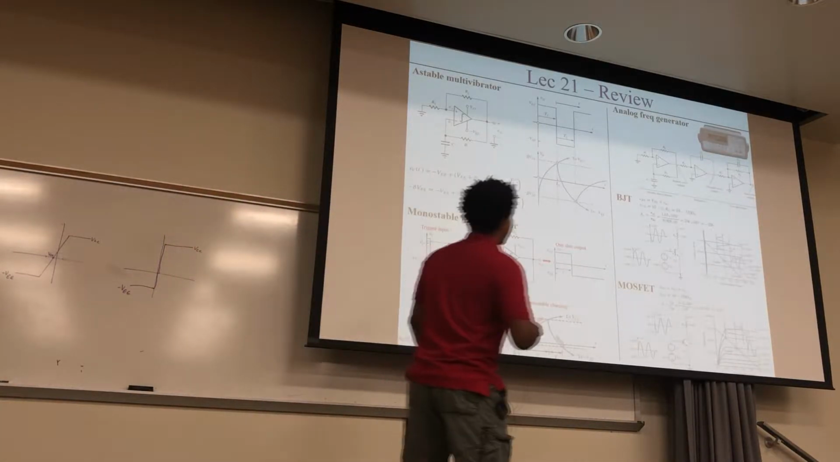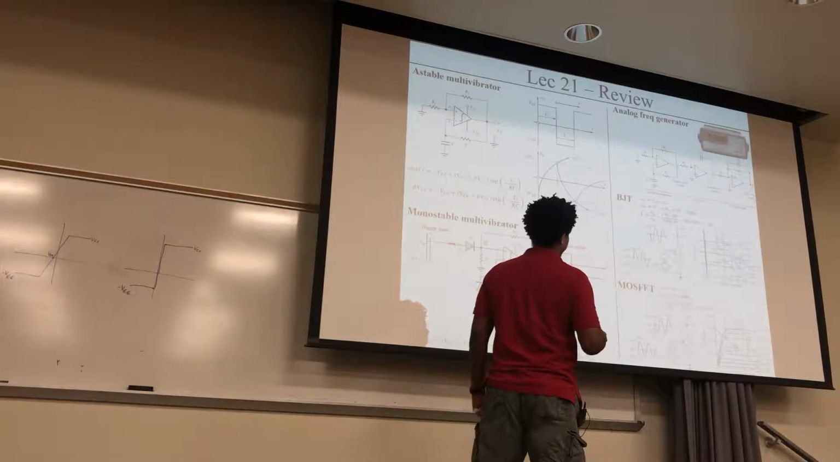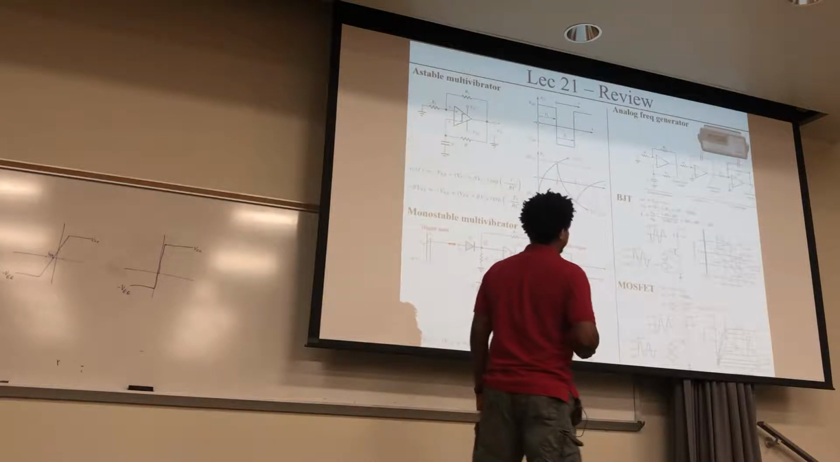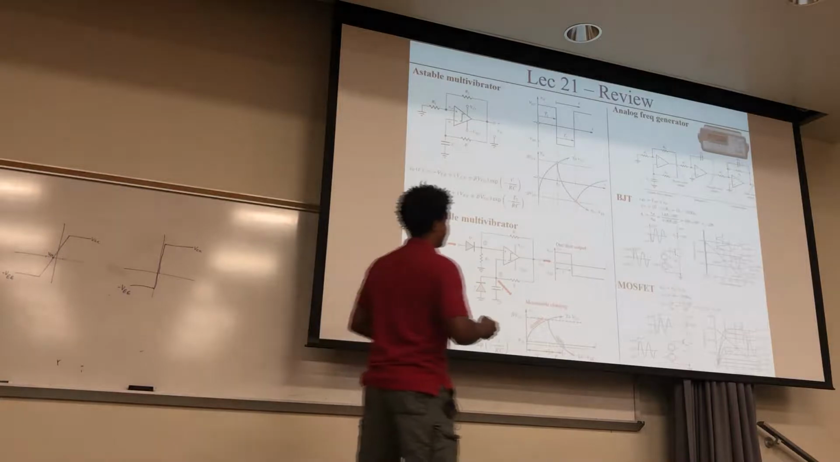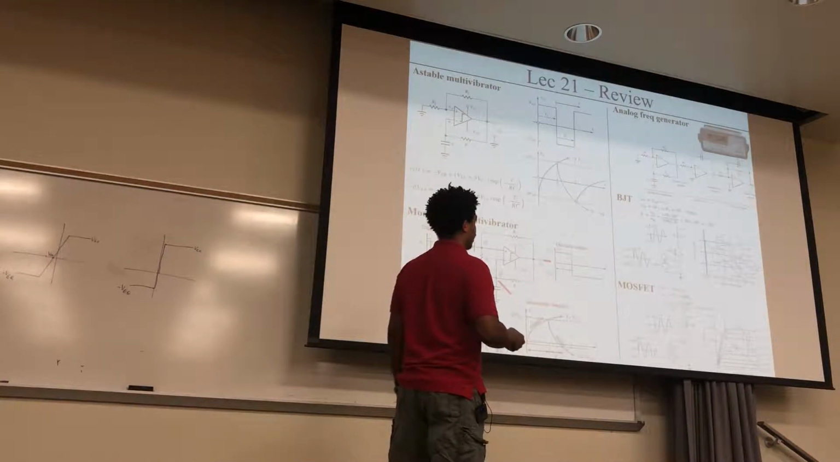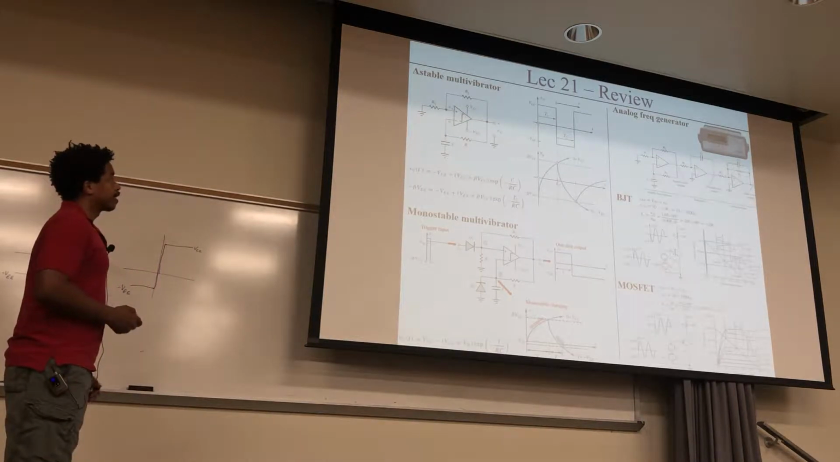We also started looking at the BJTs and MOSFETs, and we saw the characteristics of those. We're going to continue on more today. For today, we're going to concentrate more on BJTs, and then on Monday, we'll deal with the FETs in terms of small signal analysis.